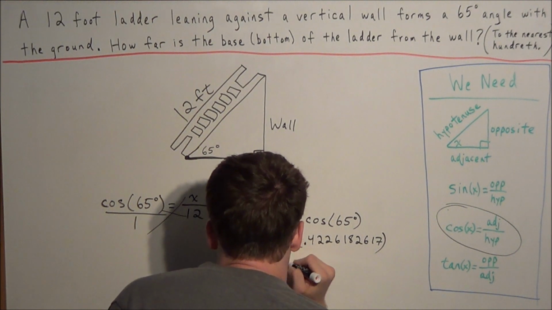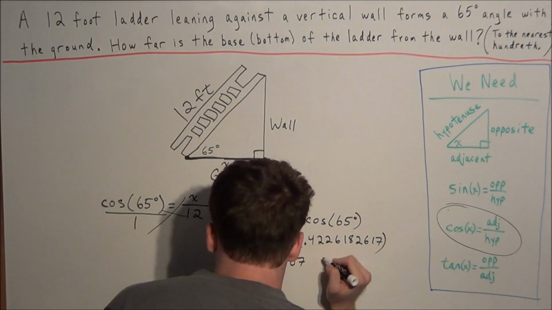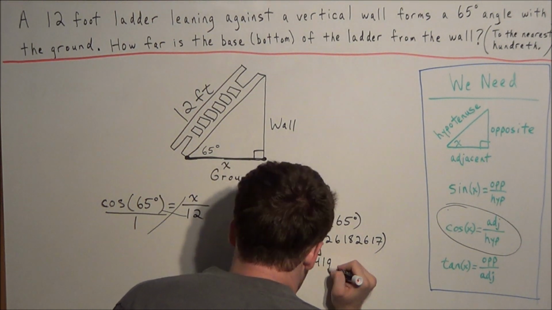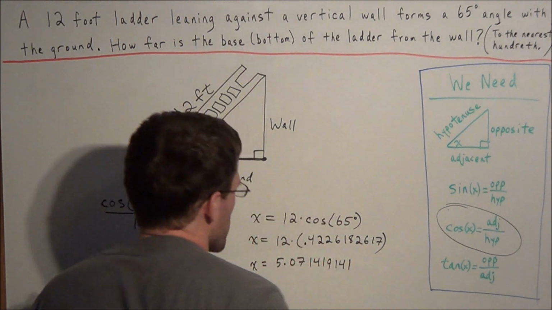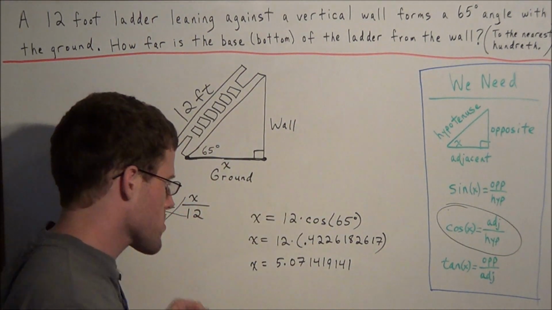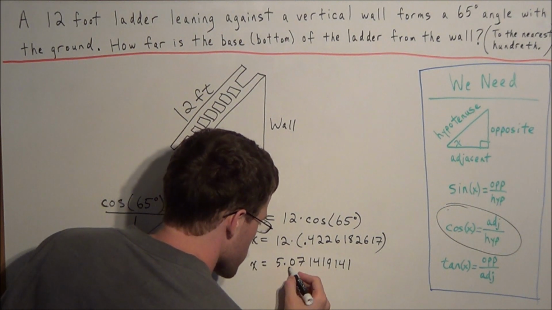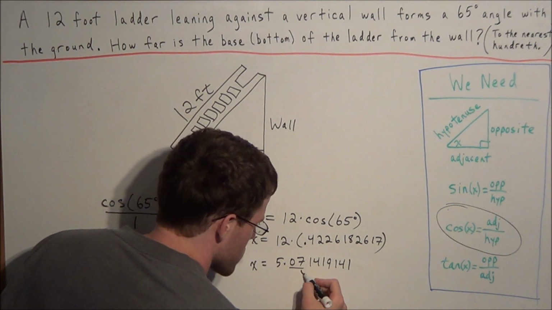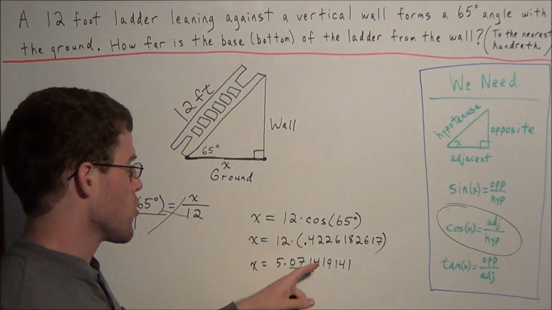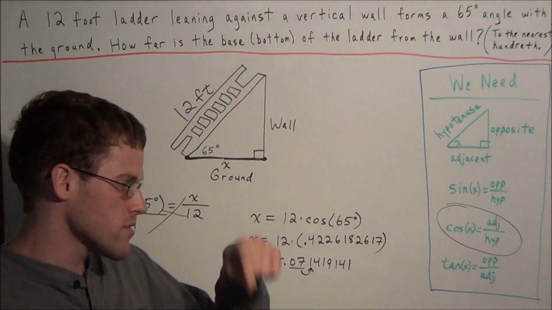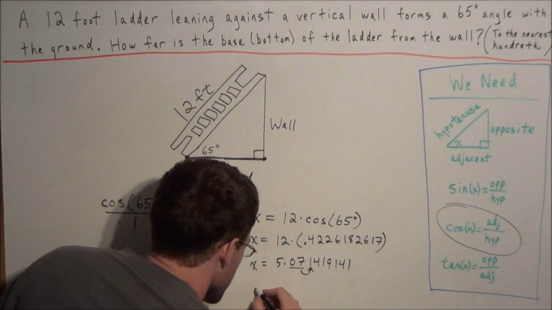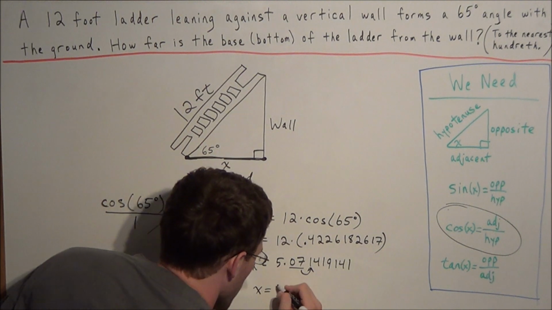And we'll get our answer x equals 5.0714191441. But remember, we want to round our answer to the nearest hundredth, so we're going to look up to the hundredths place, and we're going to focus on one digit to the right of the hundredths place. And notice how it's a 1, so this tells us to round down.